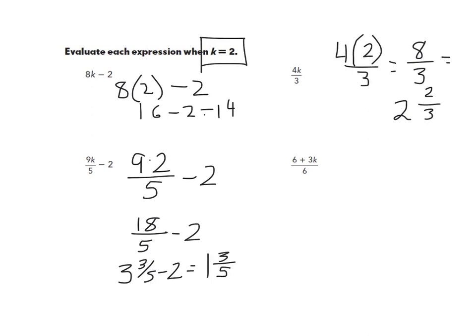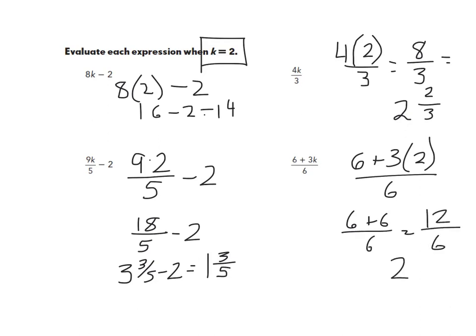The last one, 6 plus 3k over 6. 6 plus 3 times whatever k is. Looks like it's 2, according to the top, over 6. That becomes 6 plus 6 over 6. That becomes 12 over 6. And our answer to this one is 2.